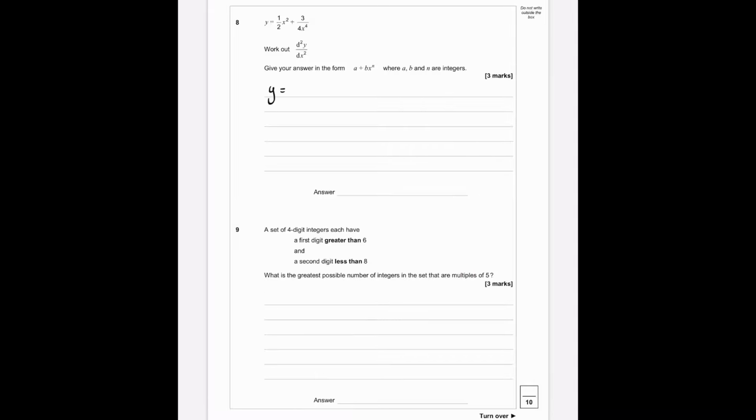For question 8, asks us to work out d2y by dx squared. So we're going to differentiate twice. The first thing we're going to do is turn our equation into something that's nice to differentiate. Rewriting 3 over 4x to the 4 is 3/4 x to the -4, and then multiply by the power, subtract 1 from the power, so half x squared differentiates to x, and the second part minus 3x to the -5. Then we differentiate it again, so x differentiates to 1, and then multiply by the -5 gives us plus 15, subtract 1 from -5 gives us -6, so 1 plus 15x to the -6.